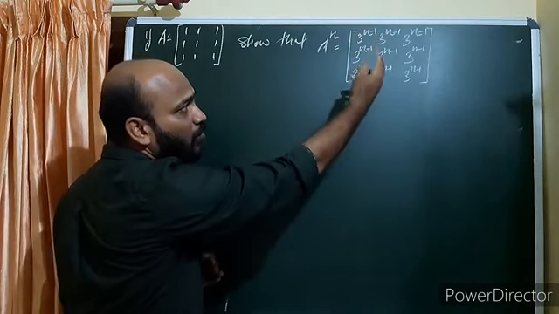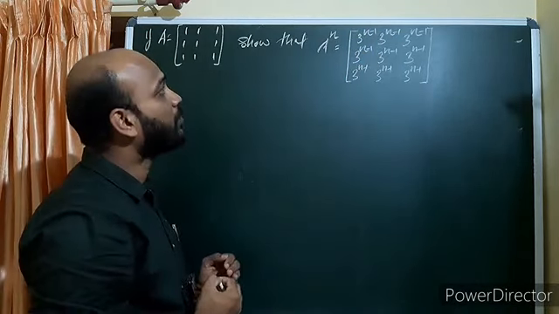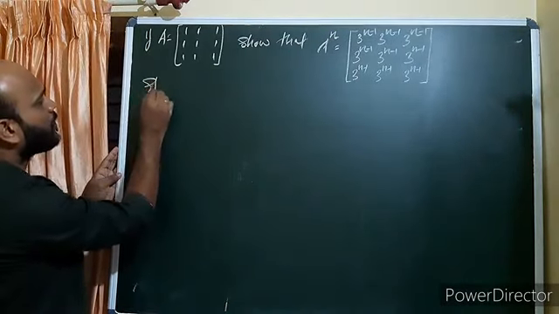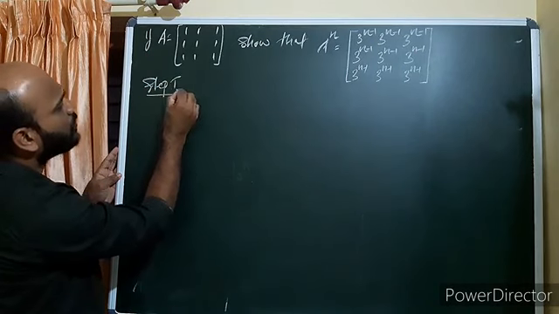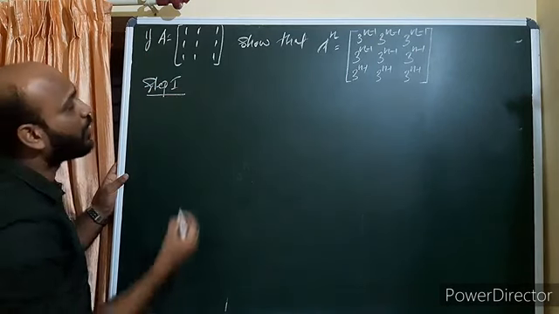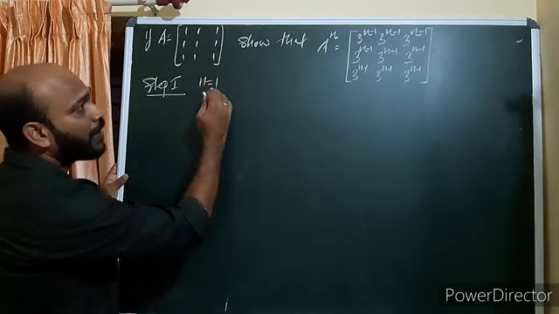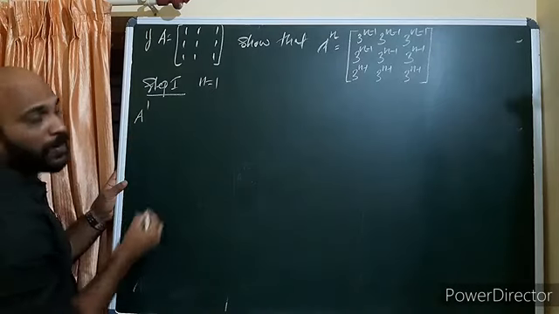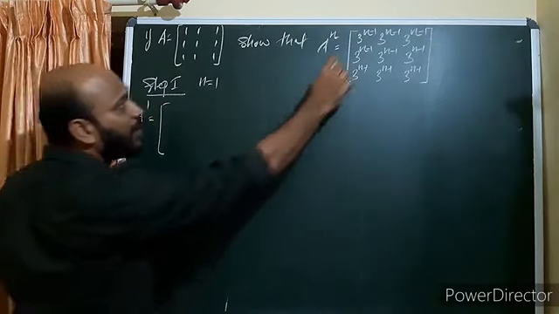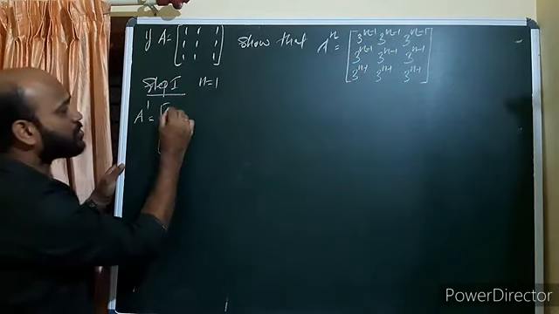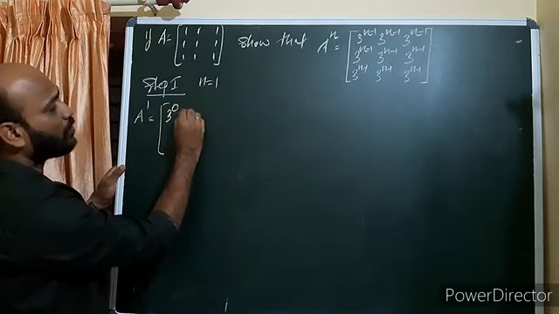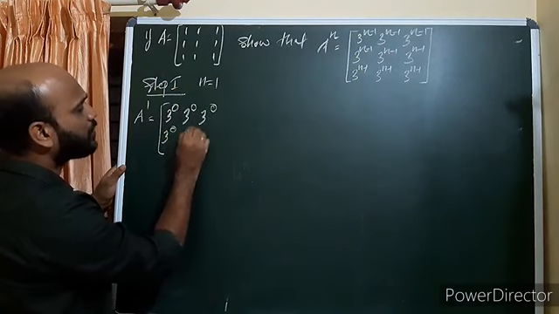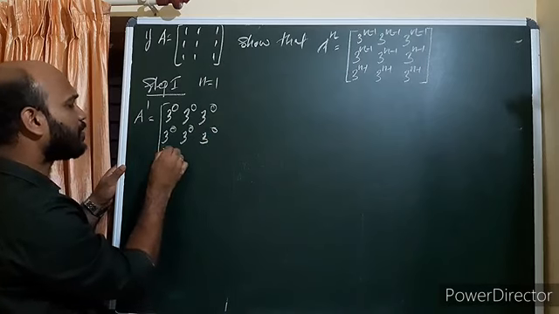So it's an expression involving natural numbers. So we have to prove it by using mathematical induction. What is our step 1? Step 1, we have to show that the result is true for n equal to 1. So let n equal to 1. Substitute n equal to 1 in this equation. Left hand side we will get A raised to 1. What about the right hand side? 3 raised to 1 minus 1, that is 3 raised to 0. All elements will be 3 raised to 0.